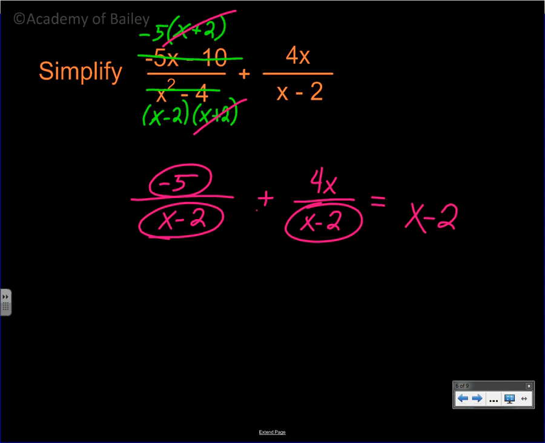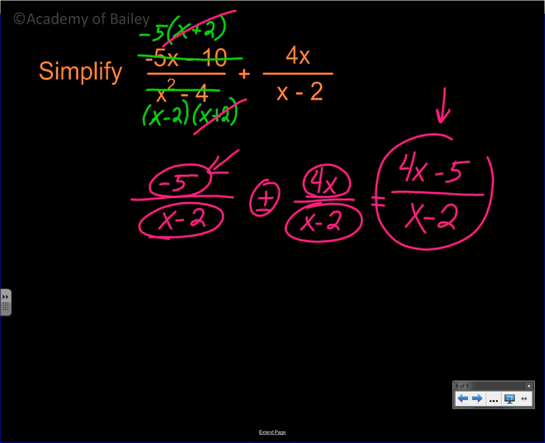Negative 5 plus 4x. I'm going to put the variable first, 4x minus 5. And I know it said plus, but remember, this 5 was negative, so that's why I have a minus sign there. 4x minus 5 on top, x minus 2 on bottom. You cannot factor anything out of 4x or negative 5, and so that's it. You just simplified that.